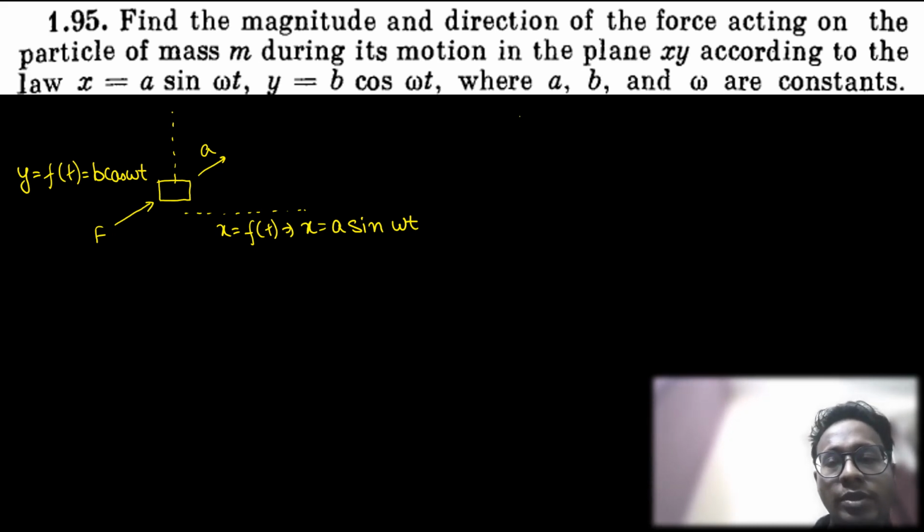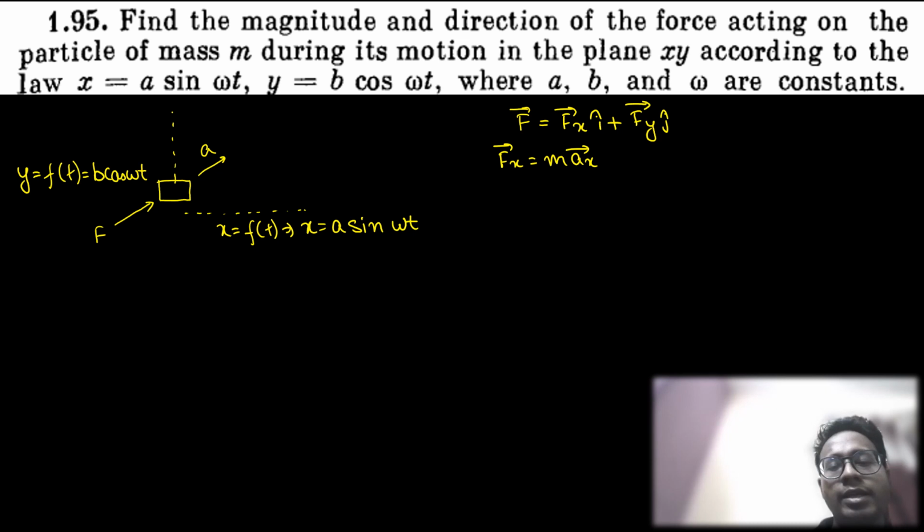So here the question is asking, find the force acting on the particle. So total force vector, we'll find the magnitude at the last, is equal to force in x component i plus force in y component j. If you take fx square plus fy square under root, that is the magnitude of total force. But let's find the total force in x component and in y component. Force in x component is equal to mass into acceleration in x component. Here the displacement is given, so velocity in x component is equal to dx by dt.